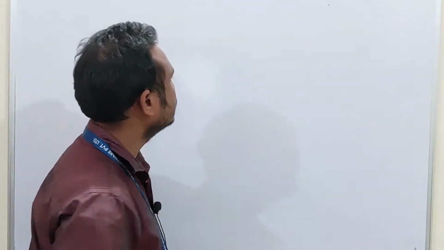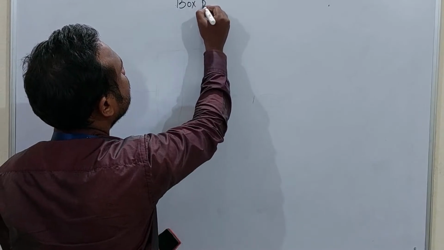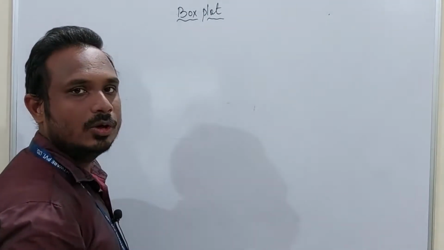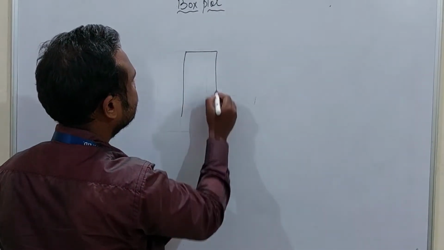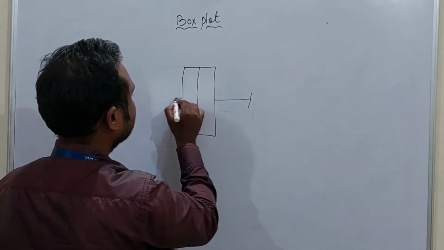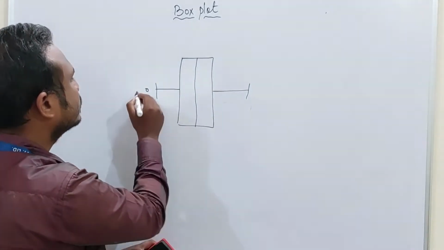So today we will discuss two main topics on graphs, that is box plot and distribution plot. So what is box plot? Box plot generally looks like this. If there are any outliers to the box plot, it looks like this.